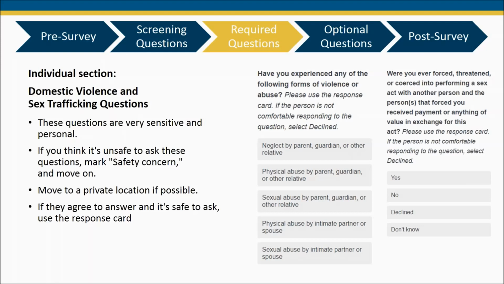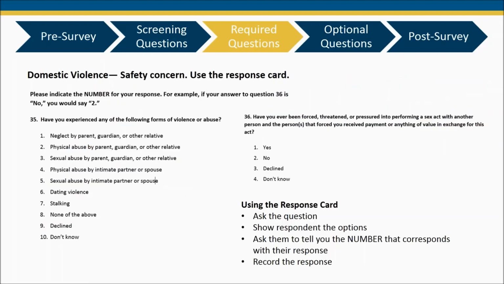However, if you feel that it is safe to ask the questions, move to a private location if possible. If they agree to answer and it's safe to ask, use your response card. And this is what the response card will look like. Again, you want to ask the question, show the respondent the options, ask them to tell you the number that corresponds with their response, and then record that response on your device.